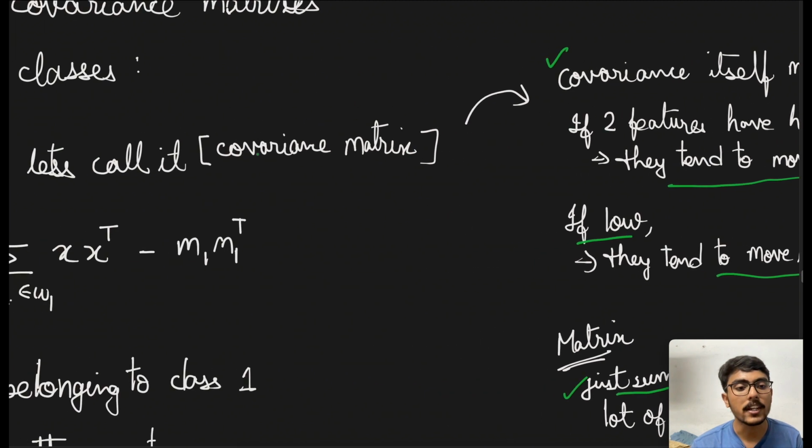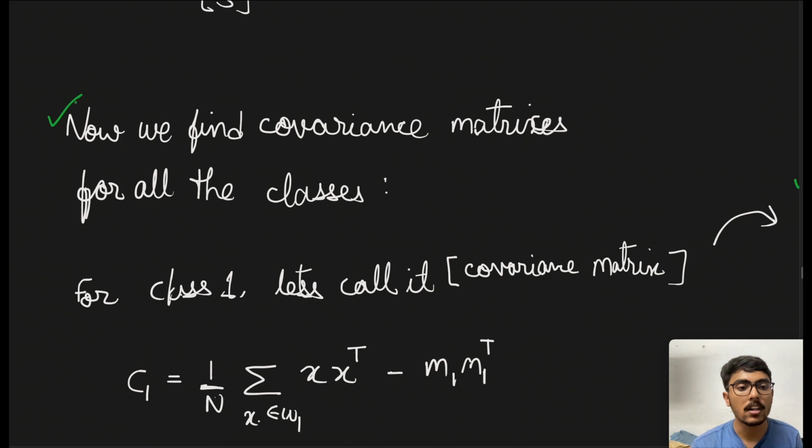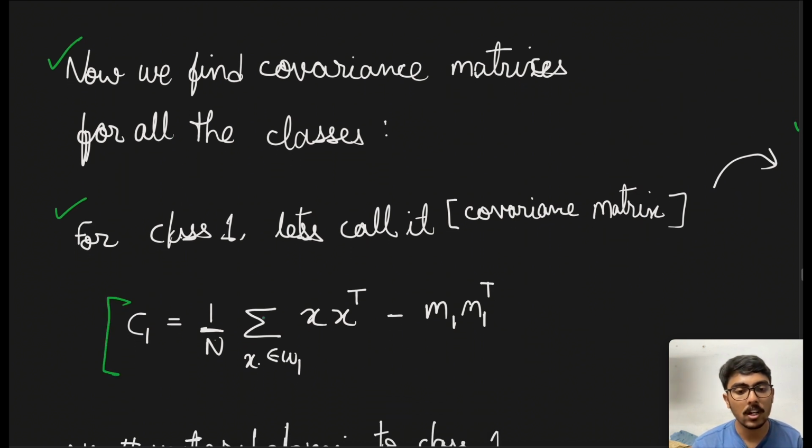Now we will move to the next part. We are now clear why we are using the covariance matrix. So for class 1 we will find the covariance matrix. This is the formula for the covariance matrix. Let me know if you want to know how this formula came about, because that's a lengthy derivation, and if you are interested, just drop a comment below and I'll look into it.